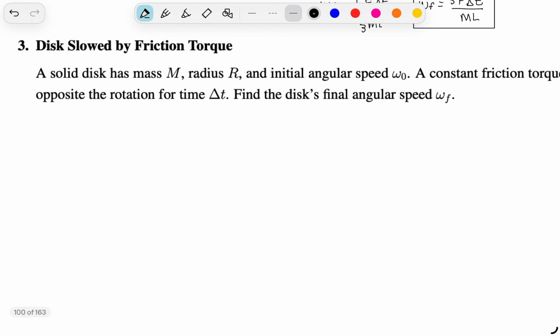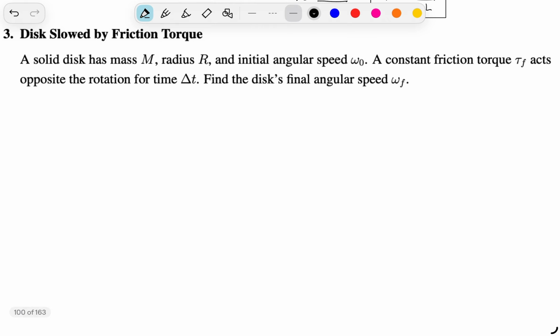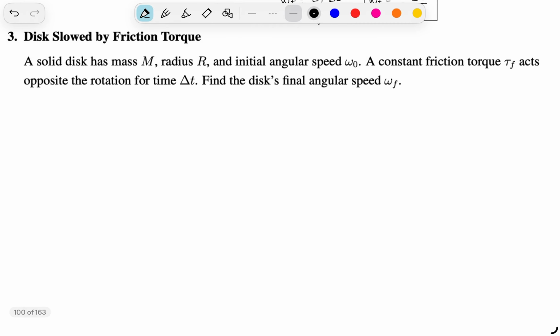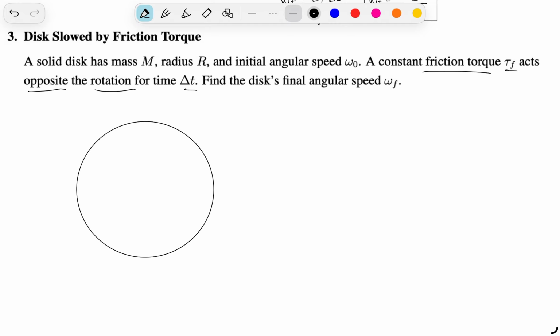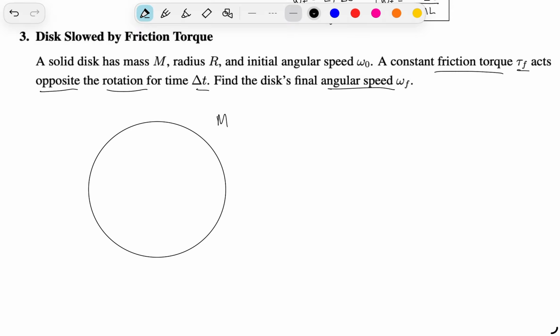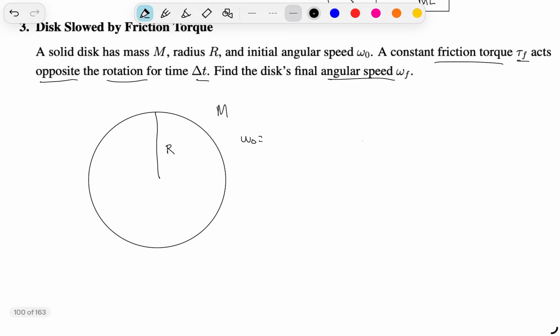So now we have a disk that is slowed by friction torque. We have a solid disk that has a mass m, a radius r, and an initial speed omega initial. The constant friction torque tau f acts opposite the rotation for a time delta t. We want to find the final angular speed omega F. We have a radius r and omega initial. So we're looking for omega final.